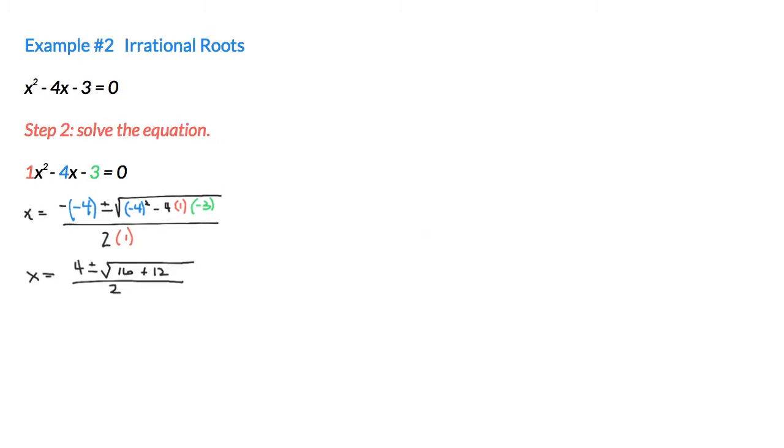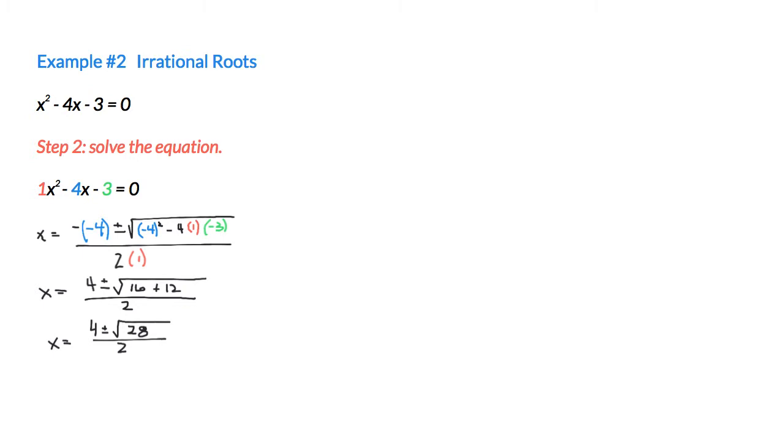Okay, so negative of negative 4, you'll get positive 4. Negative 4 squared is 16. 4 times 1 times negative 3 gives you negative 12. But you have a minus of a negative 4 or negative 12, so that becomes positive. At the bottom, you have 2 times 1 to get 2. Now you have 4 plus or minus square root of 28 all over 2.